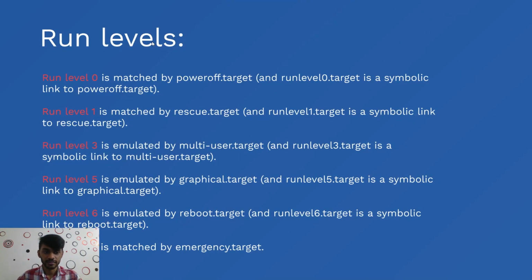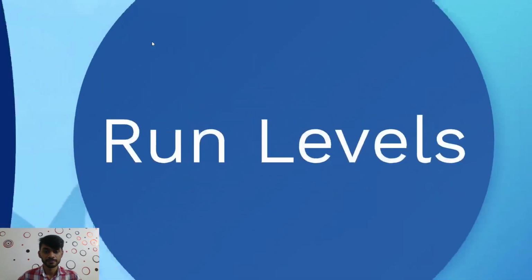Run level 0 is matched by poweroff.target. Run level 1 is matched by rescue.target. Run level 3 is emulated by multi-user.target. Run level 5 is emulated by graphical.target. Run level 6 is emulated by reboot.target. Emergency is matched by emergency.target.